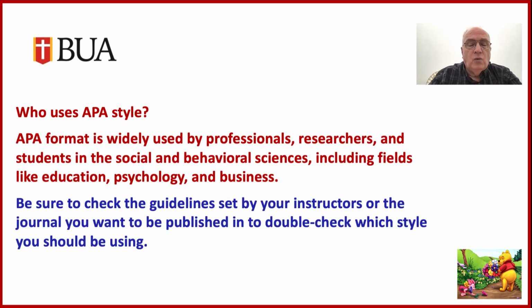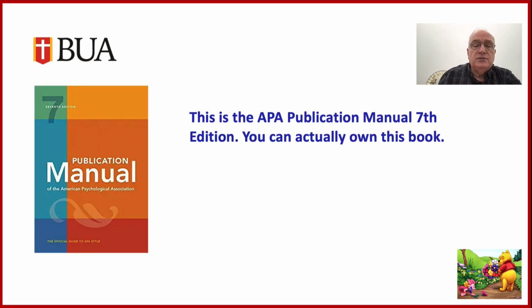But when you're in a course and you're writing a research paper, always check the guidelines of the instructor, or if you're writing a paper to submit to a journal, you check that out too, because they will tell you what citation style they want you to use, and if that paper is going to be acceptable with them, you're going to have to use the style that they tell you to use. This is the APA Publication Manual 7th edition. This is a picture of it.